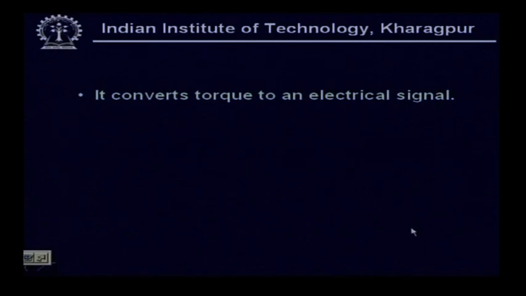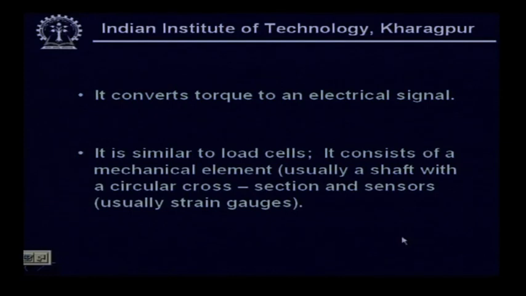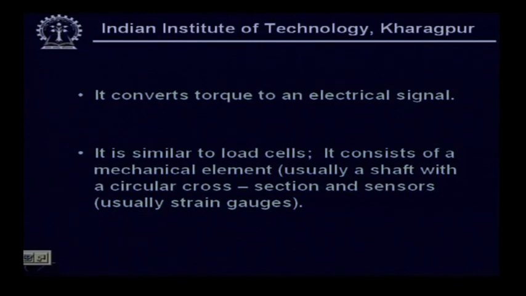It converts the torque to an electrical signal. It is similar to the load cells we have studied. A load cell consists of a mechanical element; we have seen the unit link column type load cell and the beam type load cells, and in all these different cells we are using strain gauges. It is a similar thing: on the wall of the shaft, the strain gauges are to be installed. It consists of a mechanical element, usually a shaft with a circular cross section, and sensors, usually strain gauges.